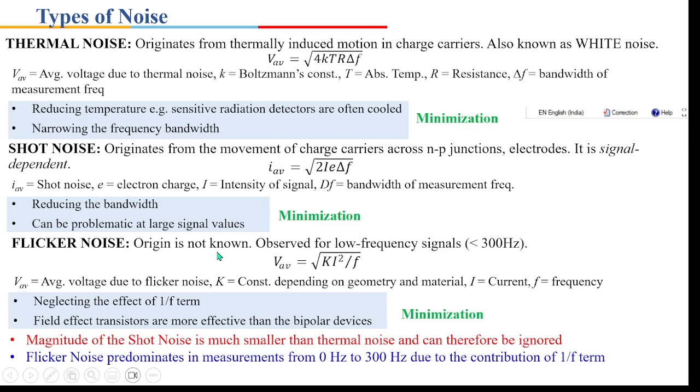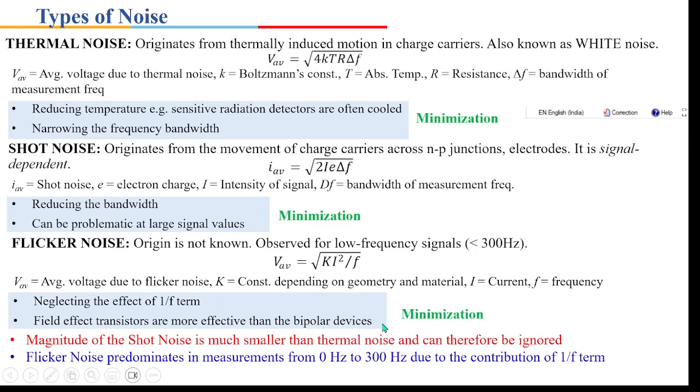Flicker noise. Flicker means we don't know where it is coming from, and it is generally observed at low frequency. If the frequency is less than 300 hertz, it is generally observed. So this is the formula for that. How can we reduce it? We should neglect this 1 by f term, and field effect transistors are more effective than bipolar devices.